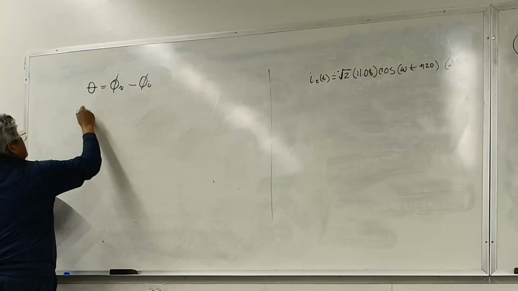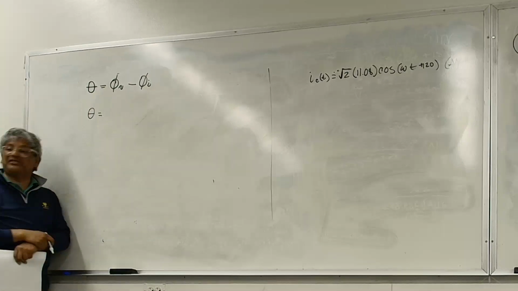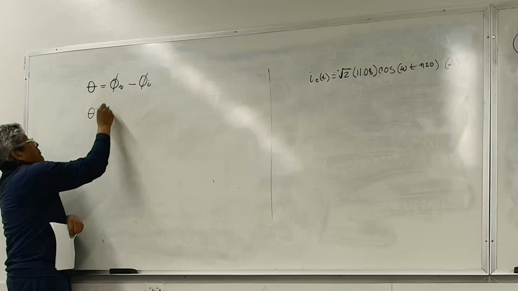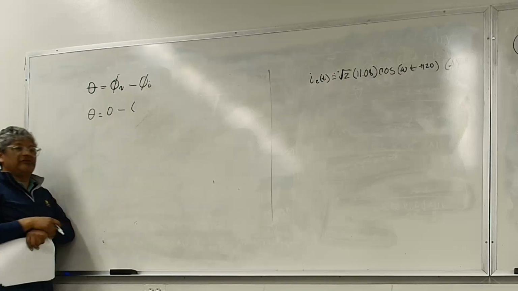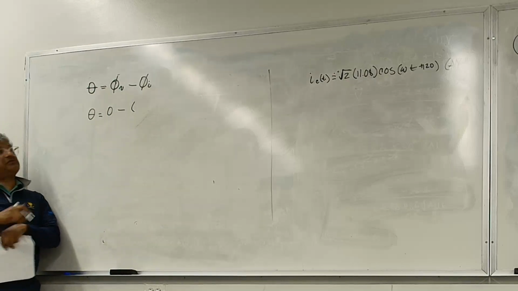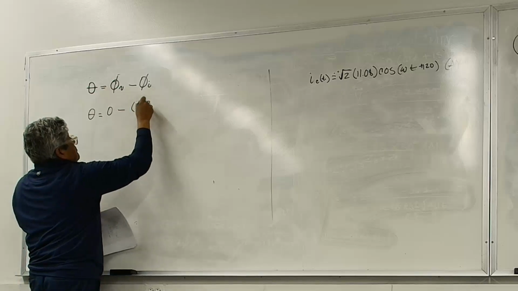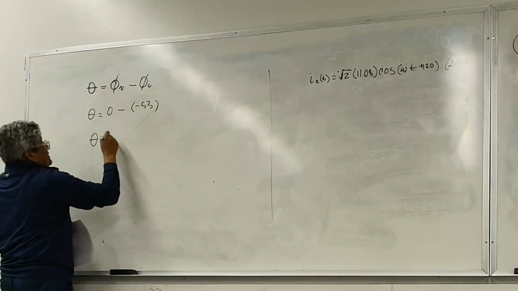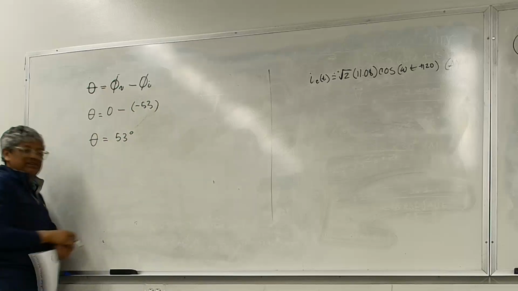We know it's going to be theta. What is the angle of the voltage, everyone? Zero. Minus, what is the angle of the current? Minus 53. So I know that theta is equal to 53 degrees. Everybody agree with me?